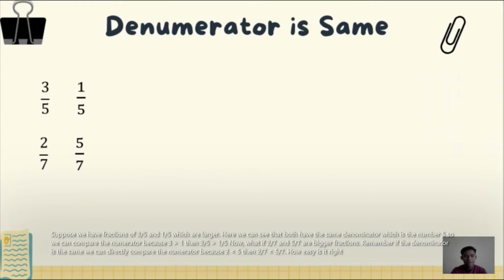For example, we have 3/5 and 1/5, which is larger? Here, we can see that both have the same denominator, which is the number 5. So, we can compare the numerators, because 3 is greater than 1, then 3/5 is greater than 1/5. Now, what if 2/7 and 5/7, which is the bigger fraction? Remember, if the denominator is the same, we can directly compare the numerators. Because 2 is less than 5, then 2/7 is less than 5/7. So this is right.